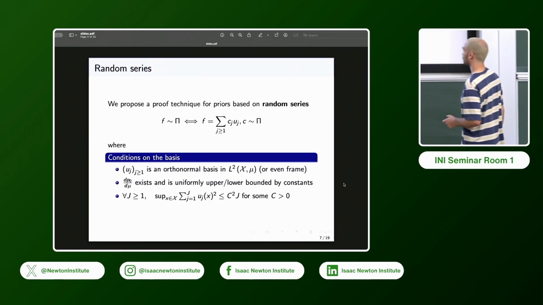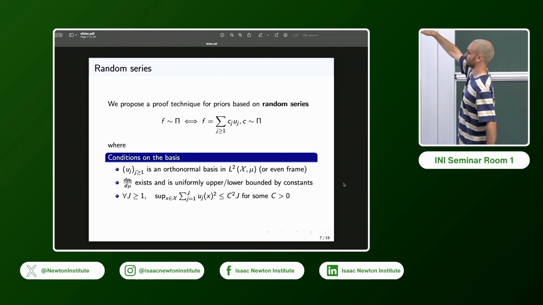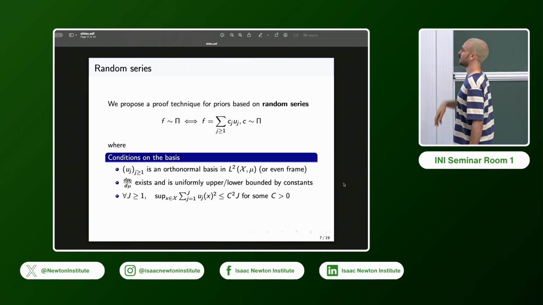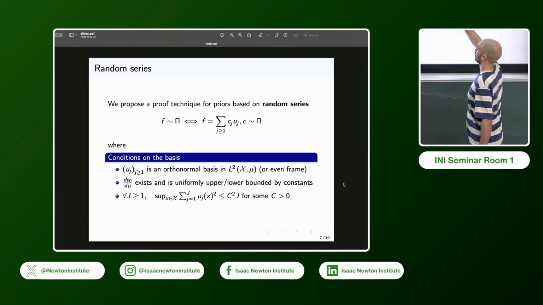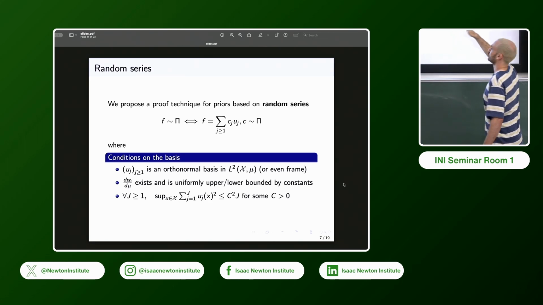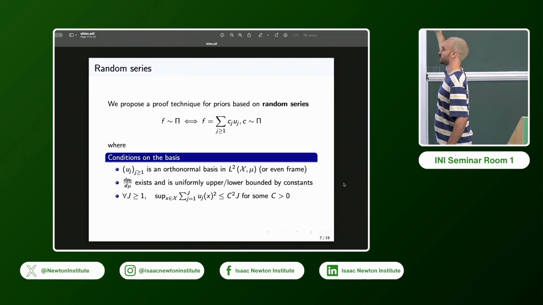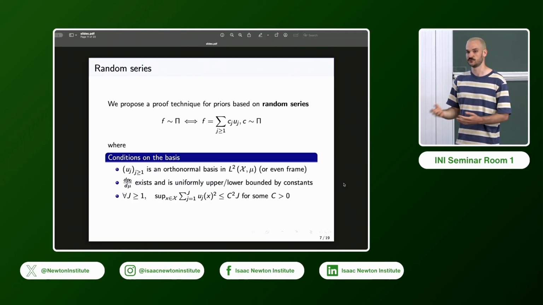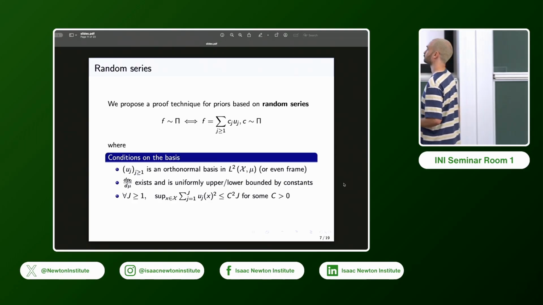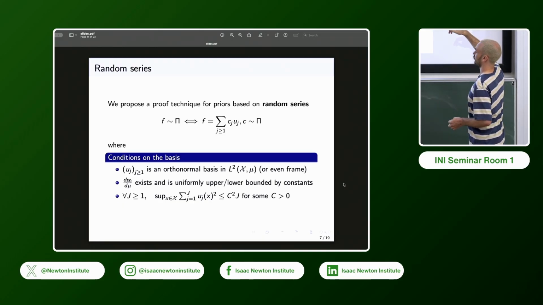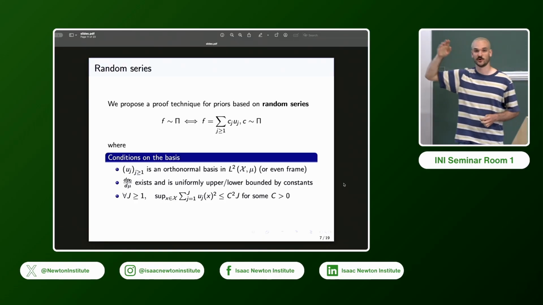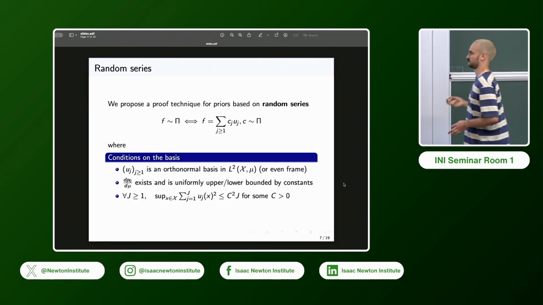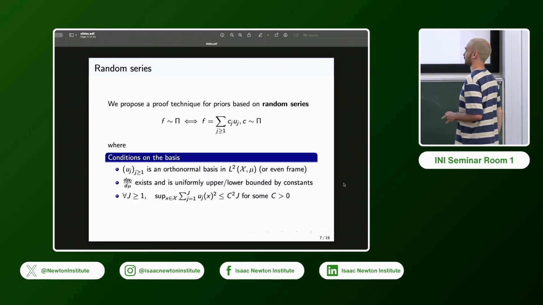So basically your xi's are living in some measurable space capital X, so it has a reference measure mu. The u_j form an orthonormal basis of L2. Actually, that's not really central. You could take a frame, if you know what that is. Basically, you don't really need strict orthogonality. You just need to be compatible with the L2 structure in a way. What we're also asking is that the density of P0 with respect to mu exists, and is upper and lower bounded. It's not that restrictive.